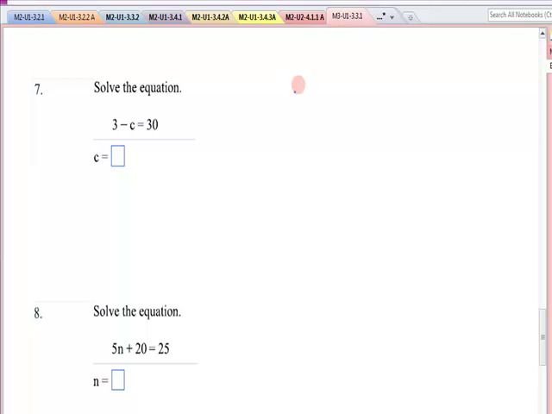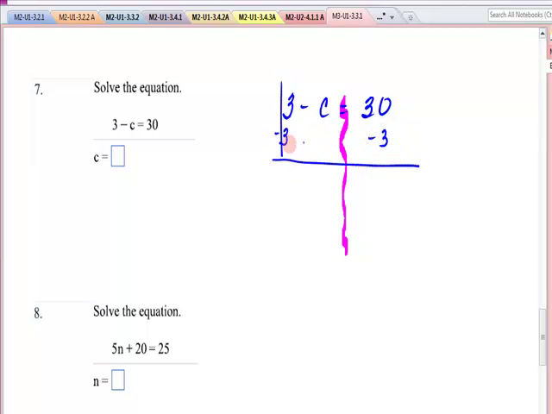Number 7. I have 3 minus c is equal to 30. Now there actually is something in this problem that's worth looking at. There's no simplifying on either side. I don't have c's on both sides. Let's focus over here. Is there a constant? Yes, this 3 is a constant. It is not a coefficient. I will do the opposite, which is subtract 3. Those are gone. I have negative c is equal to 27.